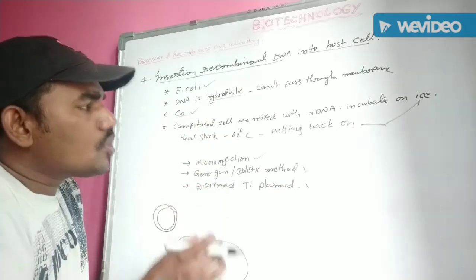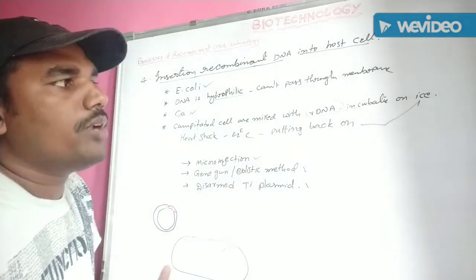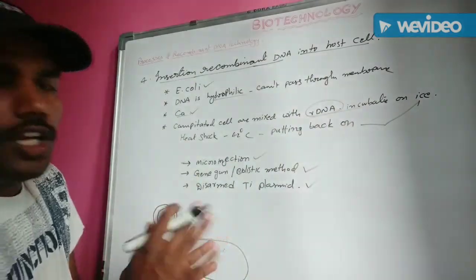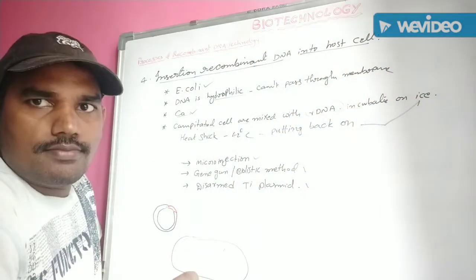Okay, then these competent cells are mixed with the recombinant DNA, and then incubated on ice bags.